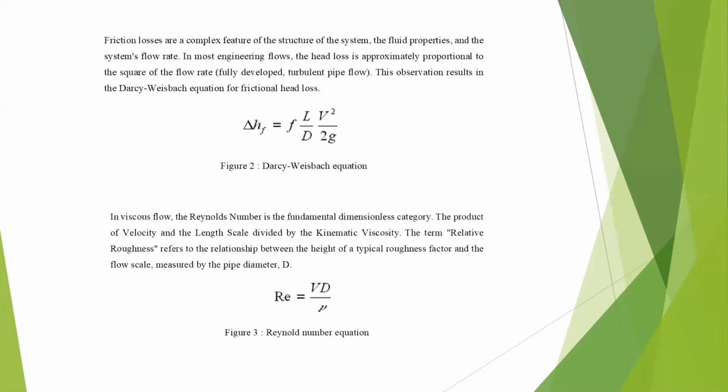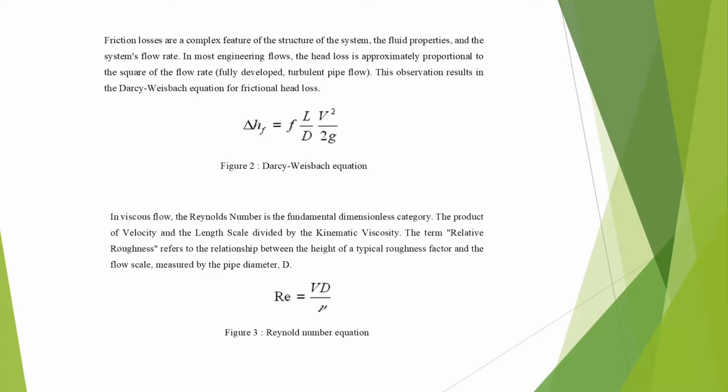Next, this is the equation for the friction loss. Friction losses are a complex feature of the structure of the system, the fluid properties, and the system flow rate. In most engineering flows, the head loss is approximately proportional to the square of the flow rate. This is the friction loss, which is the Darcy-Weisbach equation.